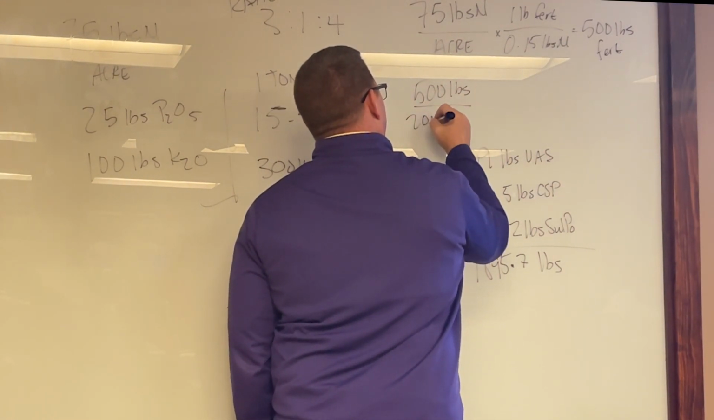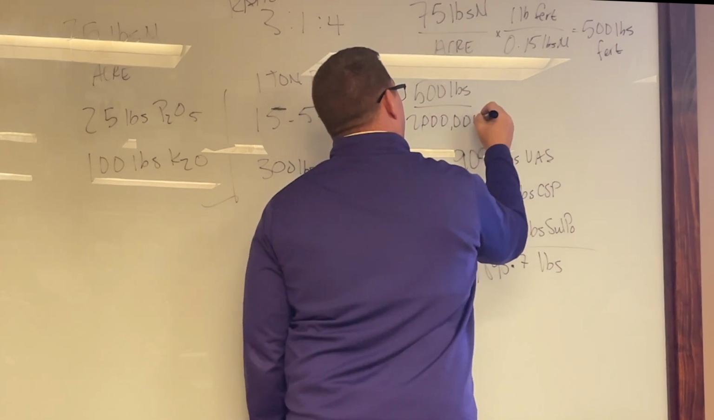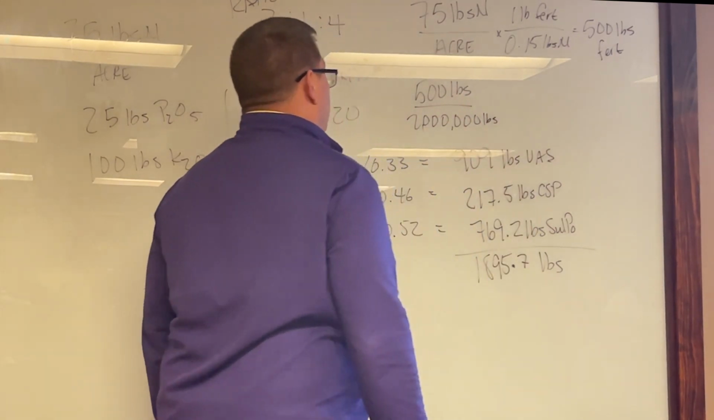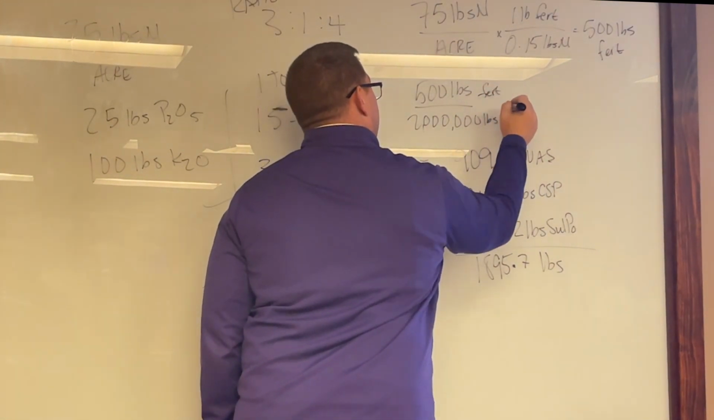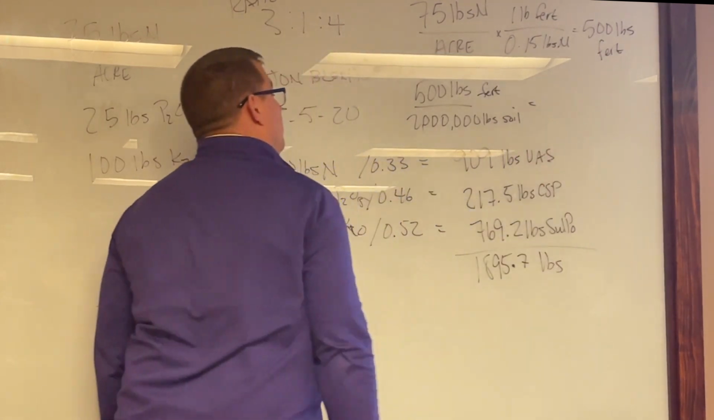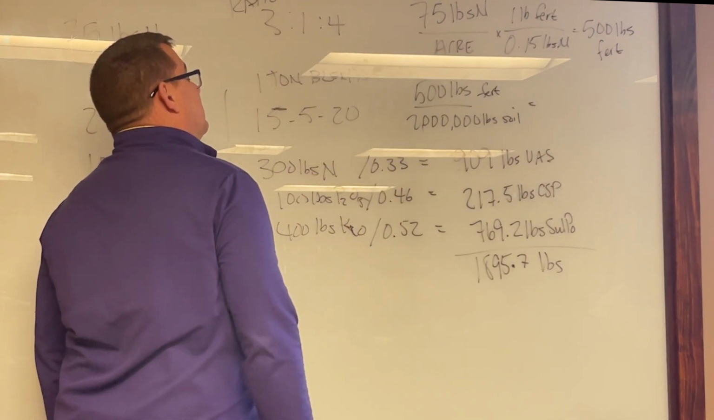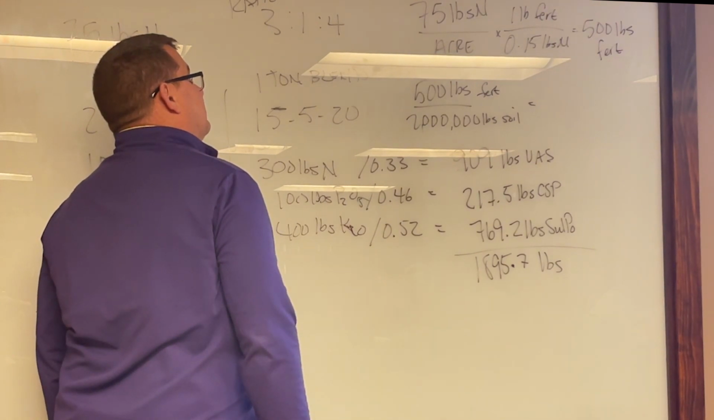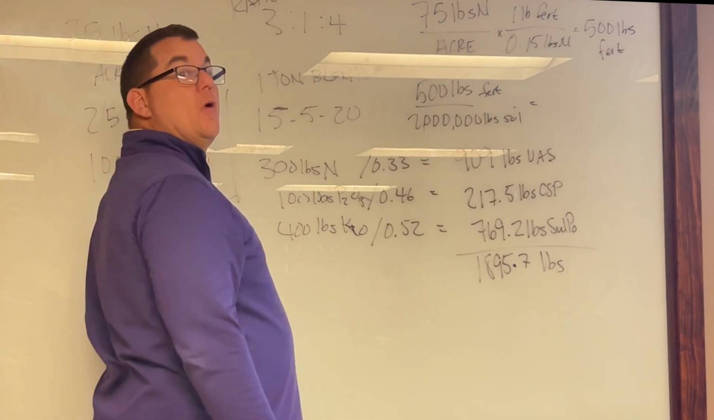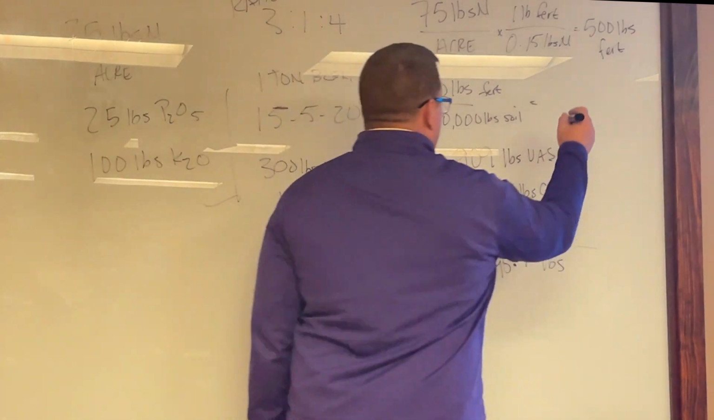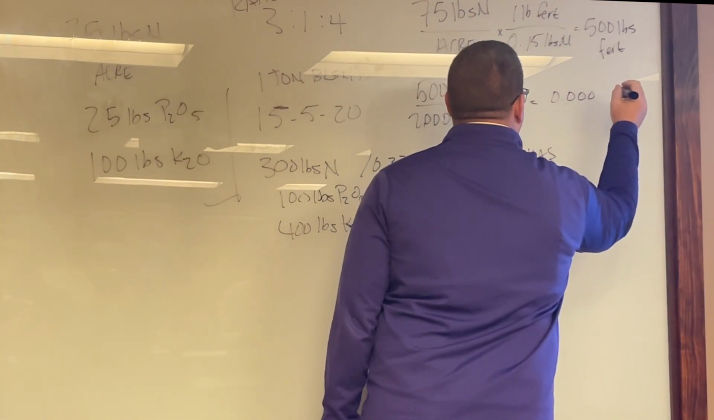500 pounds over 2 million pounds. So we'll do pounds of dirt, pounds of soil. 0.00025. How many zeros? Three.